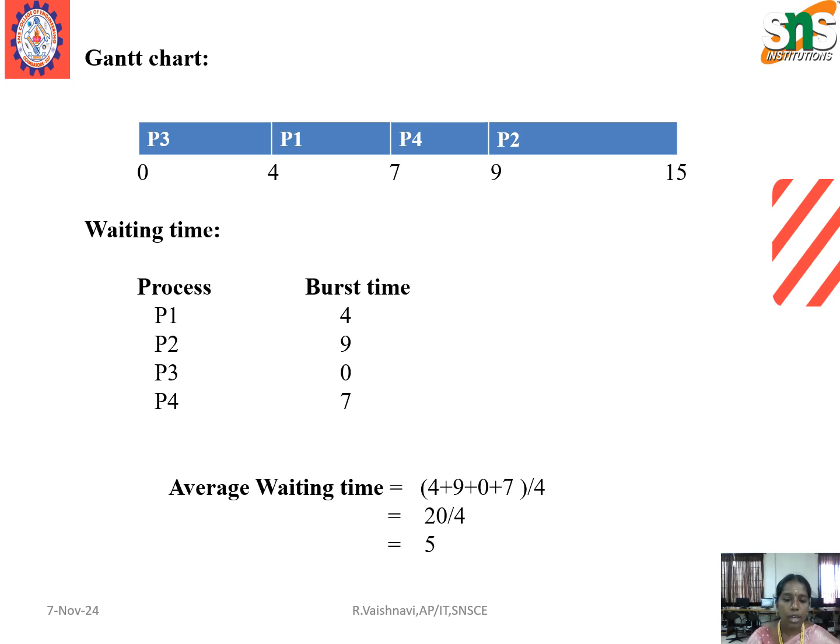And then we have to calculate the average waiting time. For average waiting time, we have to add these four values and divide by 4. So 4 plus 9 plus 0 plus 7 divided by 4, that is 20 divided by 4, is 5 milliseconds.